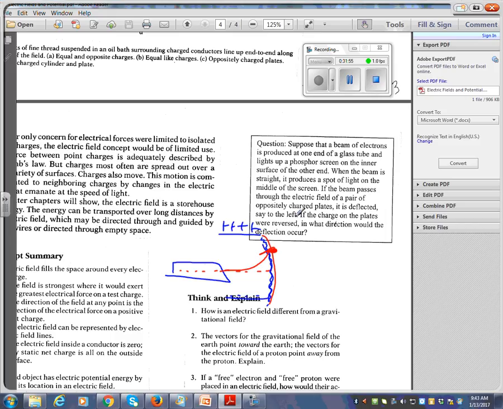And if the charge of the plates were reversed, in what direction would the deflection occur? In other words, if I change these to negative here and positive down here, well, then my electron beam would go that way. Now, who cares about stuff like this?